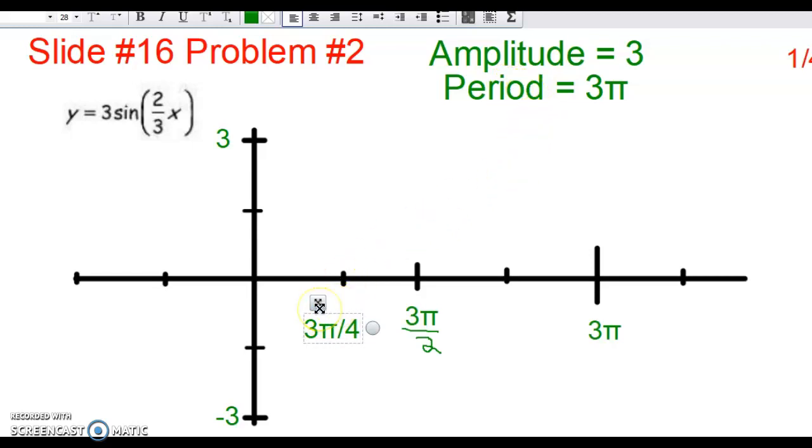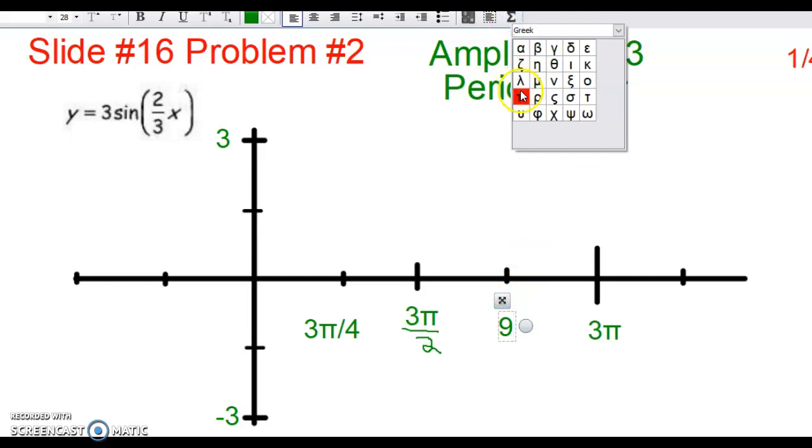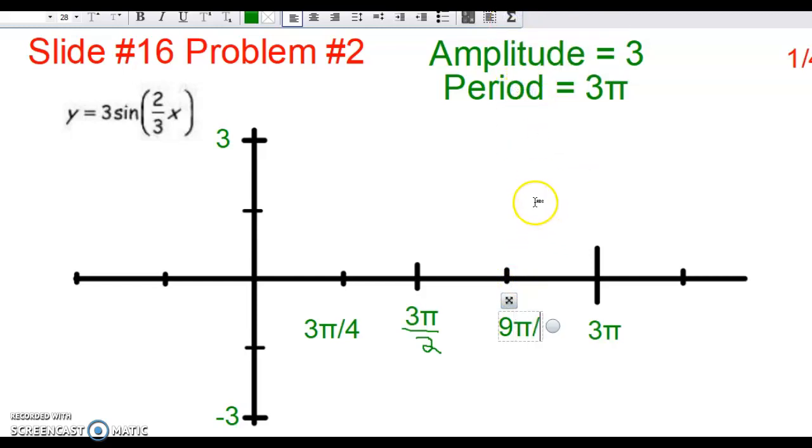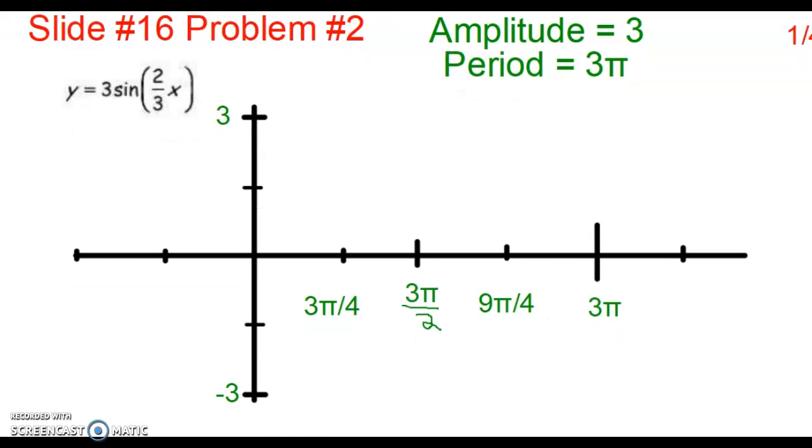3 pi over 4. 6 pi over 4. 9 pi over 4. So let me write that down. And 12 pi over 4. Well, isn't 12 over 4 3? See, I told you you were going to get very good with fractions.